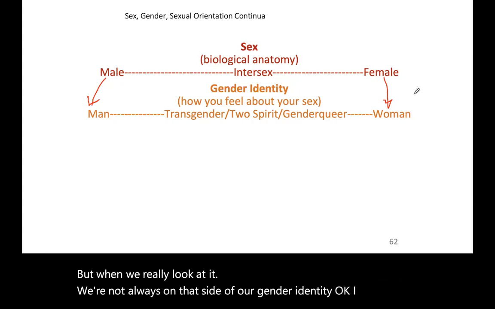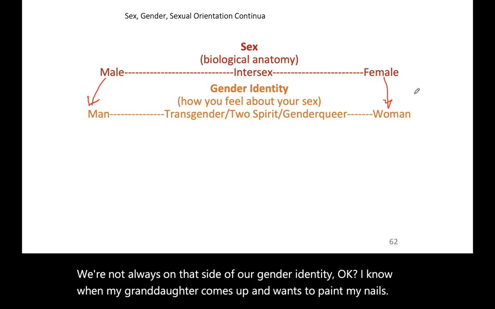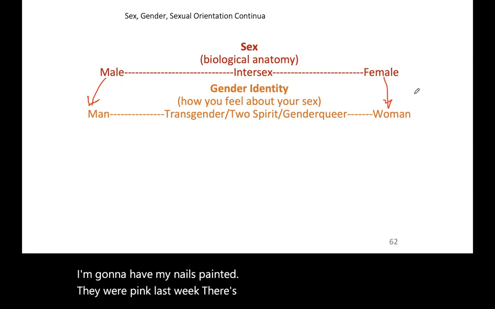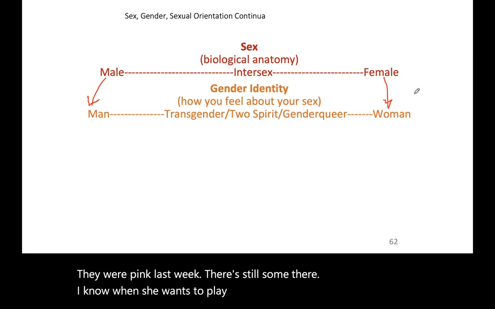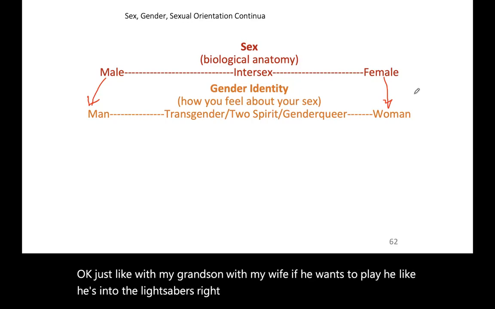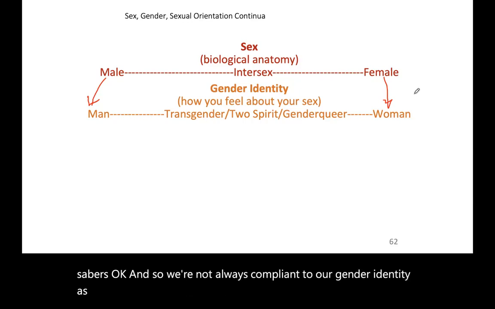I know when my granddaughter comes up and wants to paint my nails, I'm gonna have my nails painted. They were pink last week. There's still some there. I know when she wants to play dolls, I'm playing dolls. Okay, just like with my grandson, if he wants to play, he's into the little lightsabers right now, and my wife will do the lightsabers. Okay, and so we're not always compliant to our gender identity, is I guess my point.